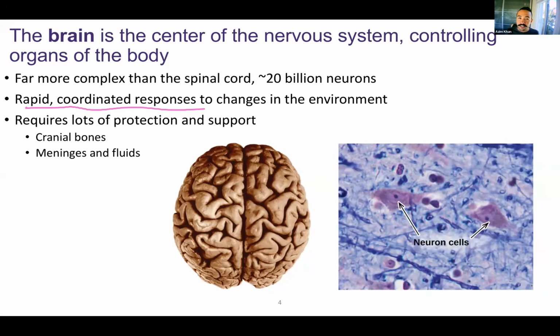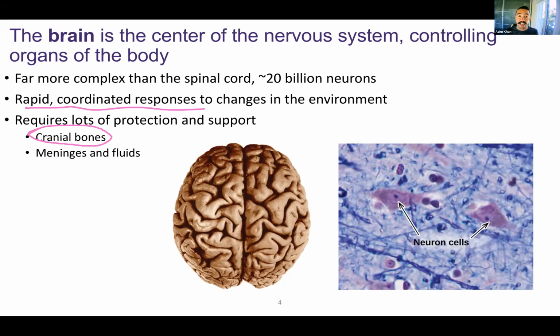Because it's such a vital organ, just like your heart and lungs, you need protection. Your heart and lungs have your sternum and ribs to protect. Your brain has cranial bones. We've gone over those cranial bones: frontal, parietal, occipital, temporal, sphenoid, ethmoid. All those bones are protecting your brain directly.